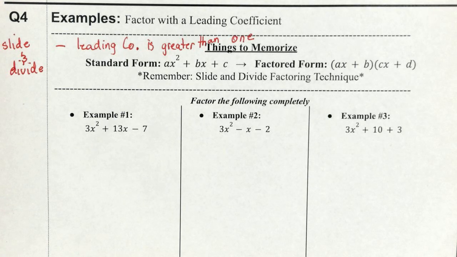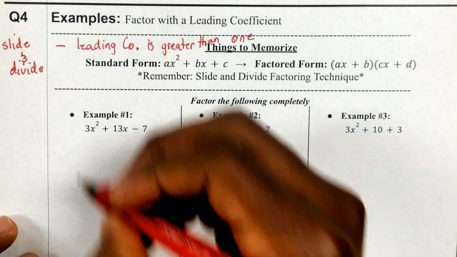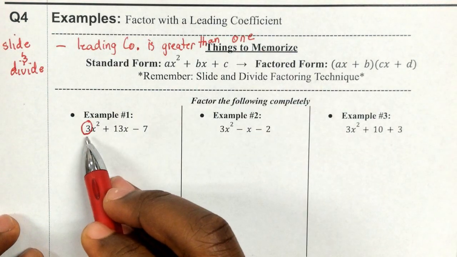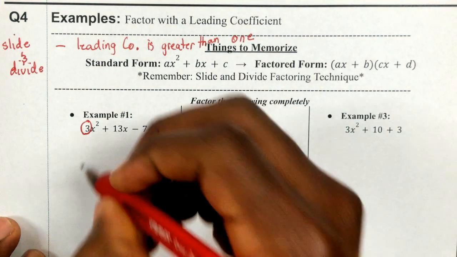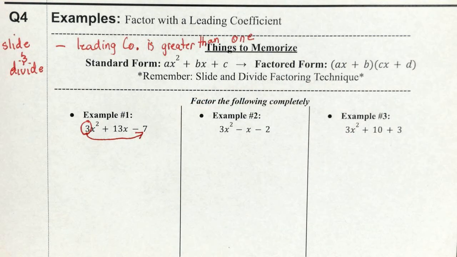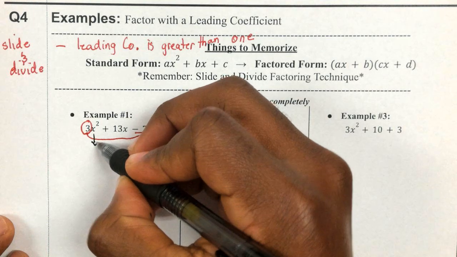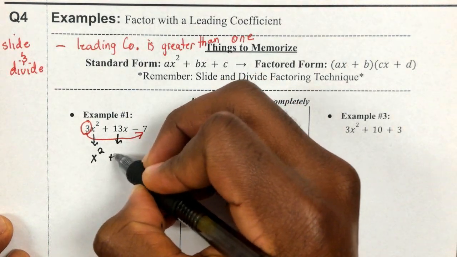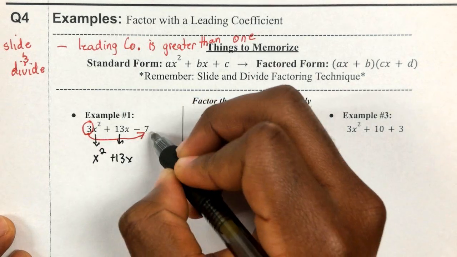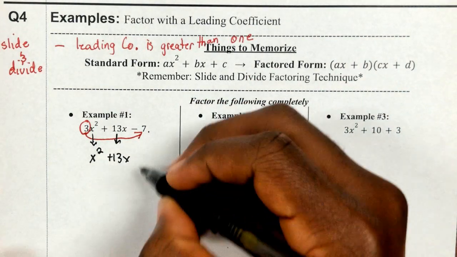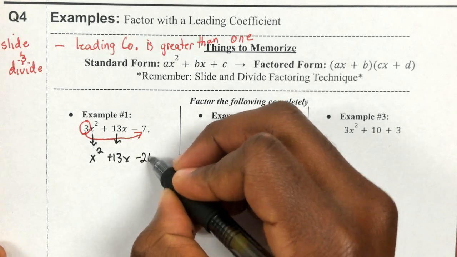When you're doing slide and divide, the first thing you do is circle the leading coefficient, which is the number in front of the x squared, and slide it to the end. The x squared, you bring it down. The 13x, you bring it down. And then you multiply the 3 and the negative 7, and you get negative 21.